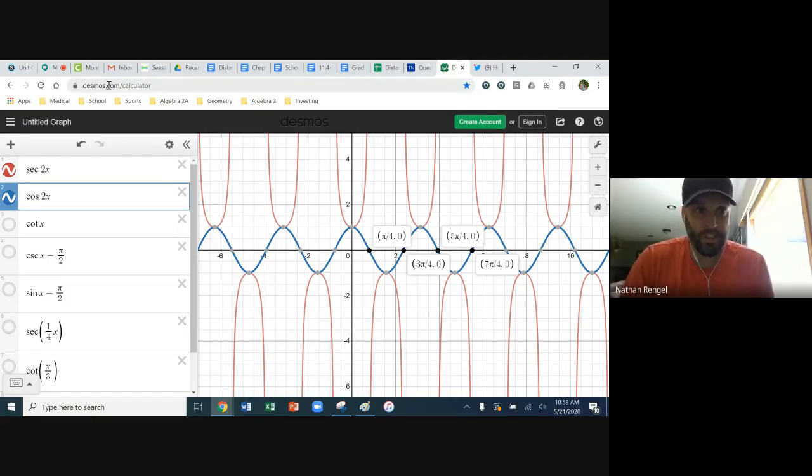But if you're looking to see a nice clear picture of some of these, Desmos works very well. You can just type in SEC2x and it'll graph secant 2x. You can graph cosine 2x. You can start to see those graphs in a nice picture.